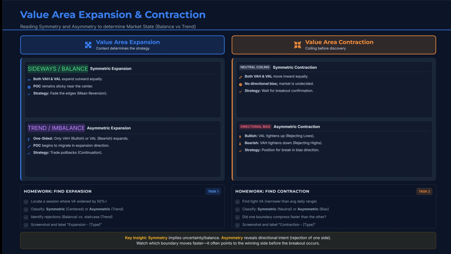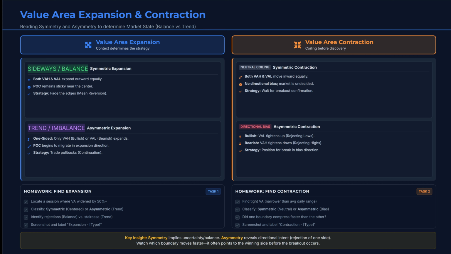Fifth, pressure is building for a breakout. Symmetric contraction is like a coiled spring. The longer it stays compressed, the more energy builds for an eventual expansion. But the direction of that expansion is uncertain until the break occurs.